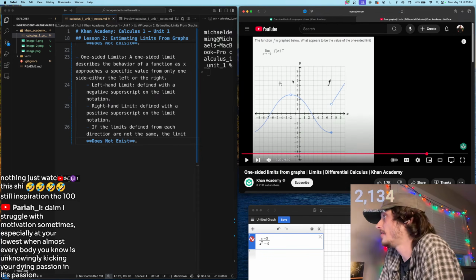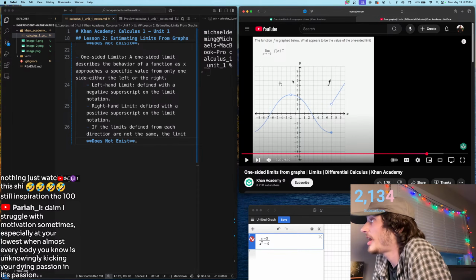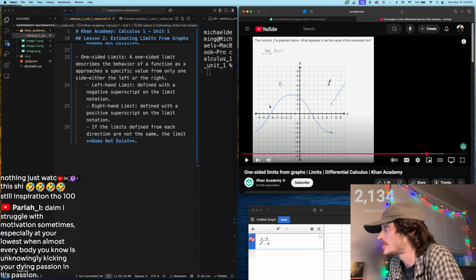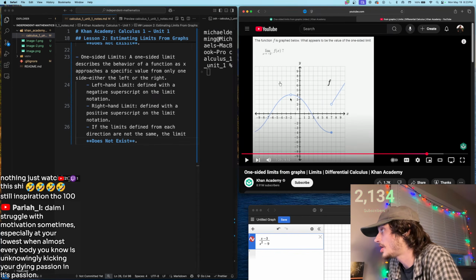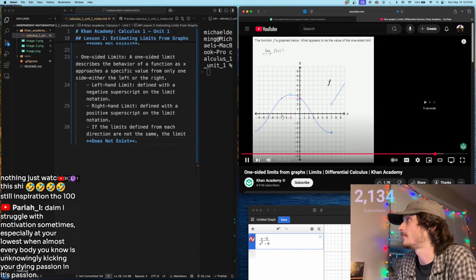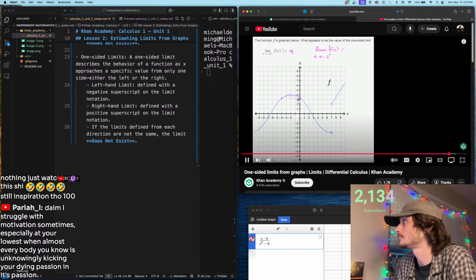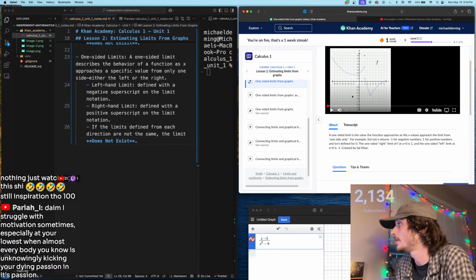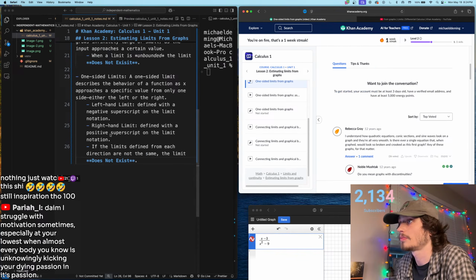The function f is graphed below. What appears to be the value of the one-sided limit of f of x as x approaches negative 2 from the negative direction? As we approach negative 2 from the negative direction, we're converging on a limit of positive 4. And as we approach negative 2 from the positive direction, we're also converging on positive 4. So that limit does exist, and it equals 4, since it's the same from both directions. That one was pretty easy. One-sided limits.